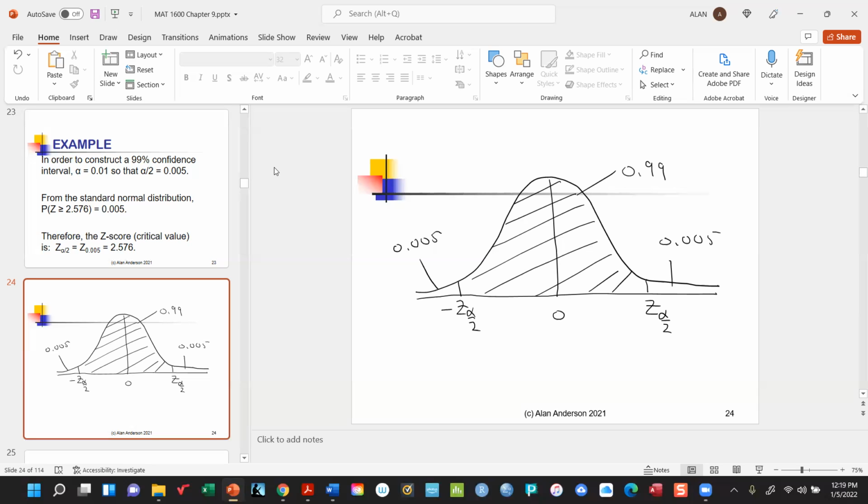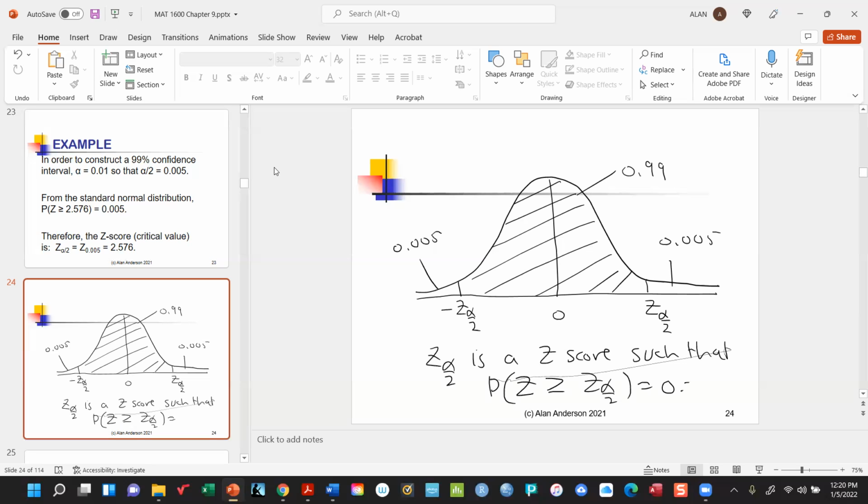So this number, Z alpha over 2, is a Z-score such that the probability of going past that point is 0.5%. Now that's going to be a large number because 0.5% is a tiny value. So we can find this from the tables, but we're going to do it in a very different way than what we're used to seeing. And by the way, we have to be able to do the same thing for 95% and 90.